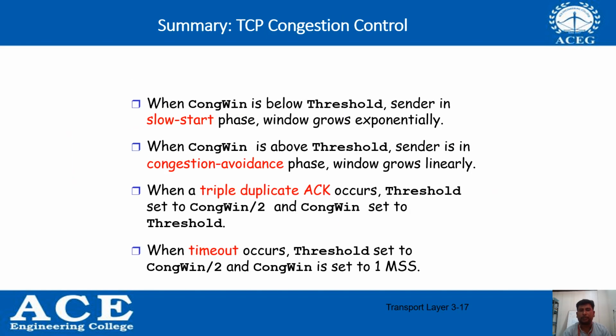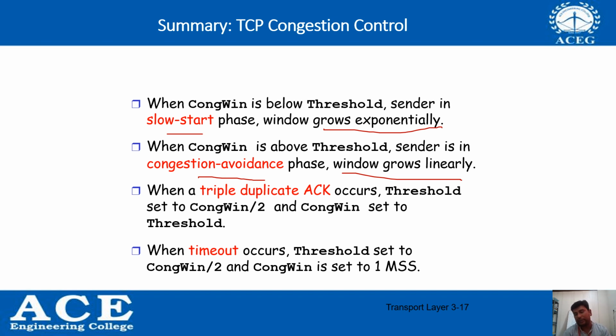Right. Let us summarize how TCP is handling the congestion. The first method is the slow start method. When the congestion window is below the threshold, the sender is in the slow start phase. It starts with 1, but it increases exponentially. The second one is when the congestion window is above the threshold, the sender will be in congestion avoidance, moving from exponential increase to additive or linear increase.